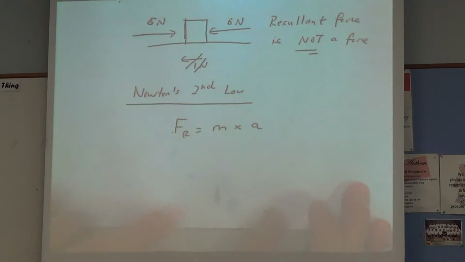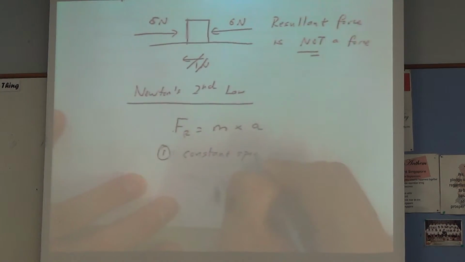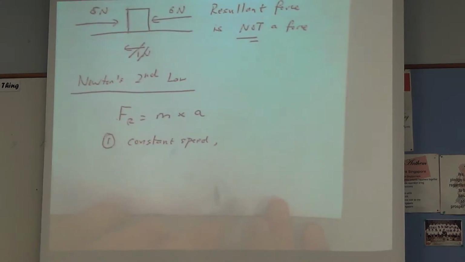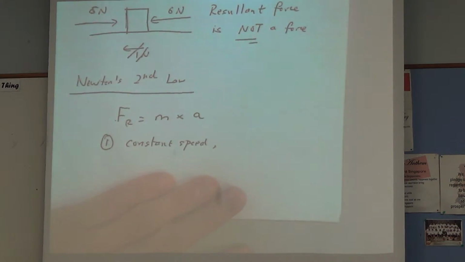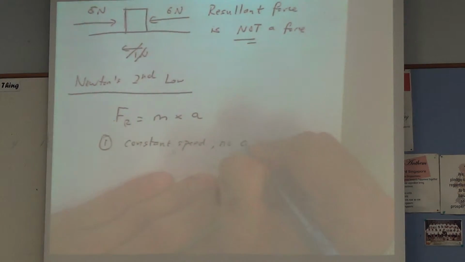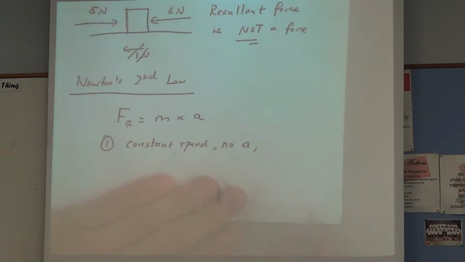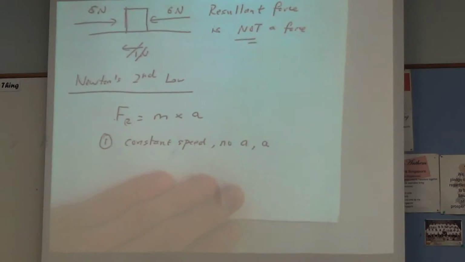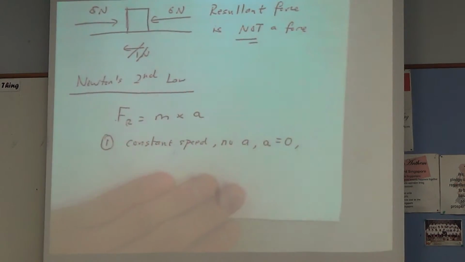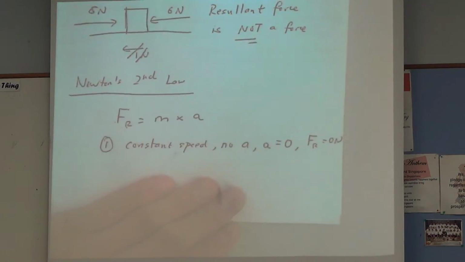If the object is moving with constant speed, is the object accelerating? Quite clear cut. If it's not accelerating, which means my A is, can you give me a numerical value? 0. And it also tells us that there is no resultant force acting on the object.